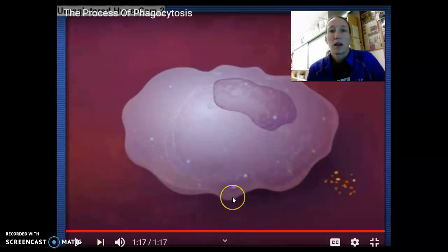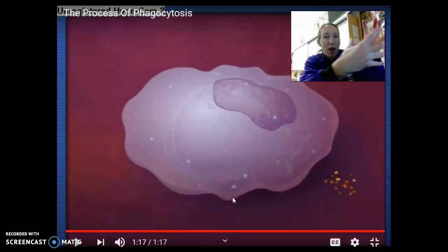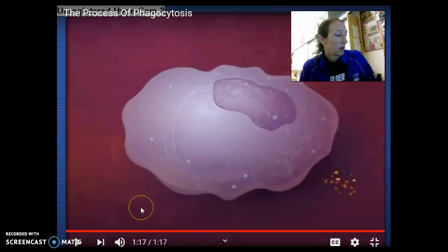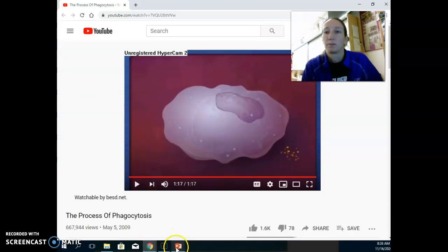So it kind of just gives you an idea how the whole thing works. It comes, it wraps it up, brings it in, lysosomes diffuse through, break it apart, and then it kicks out what it doesn't need. Really simple little process there. Pretty cool. Okay.